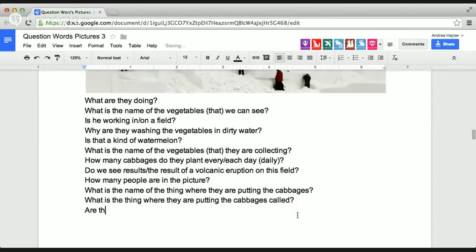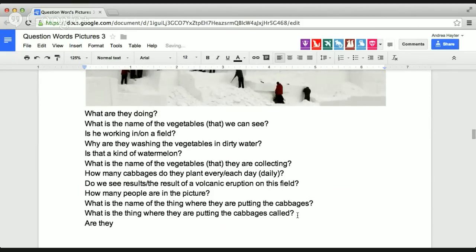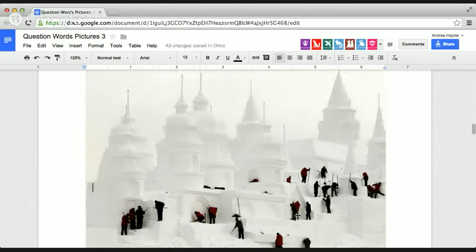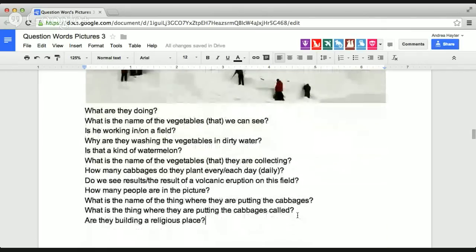Are they? Okay, so then "are they," and then what's your other verb? Are they building? Building. And then the object, what are they building? Building a what? A religious place. Yes. It looks like it could be some kind of religious building, a temple or a church or a mosque or something like that. Okay, and now we're down to Daniel.